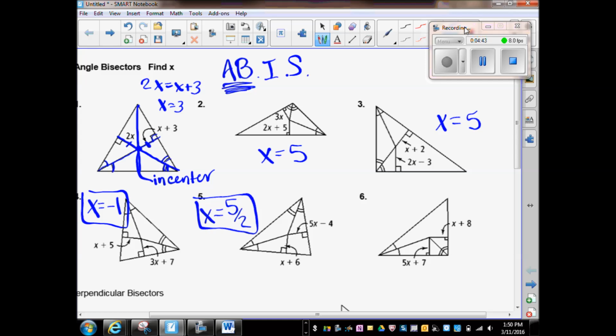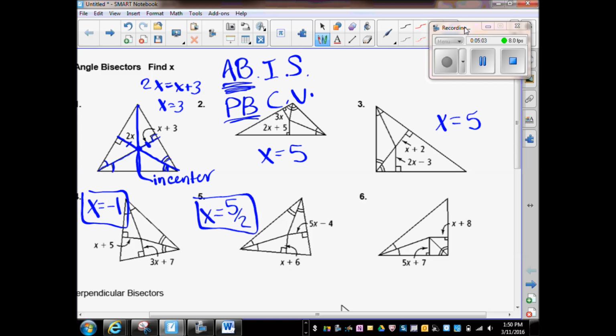So in a triangle, our angle bisectors always meet at a single point. And in a triangle, our perpendicular bisectors always meet at a single point. So if you have 2 of them, the third one's going to go through.